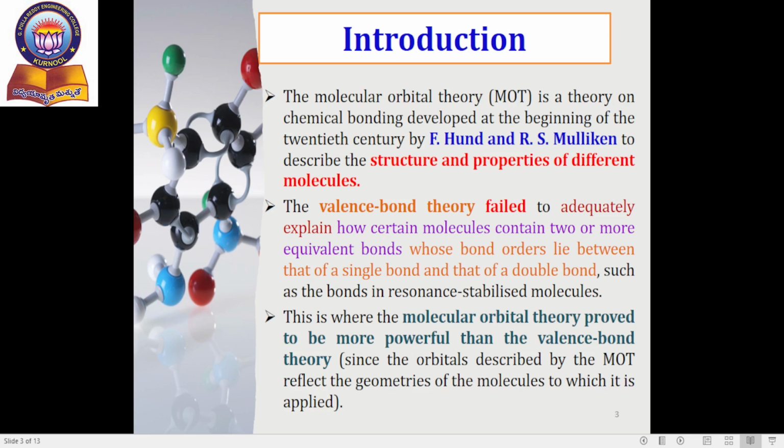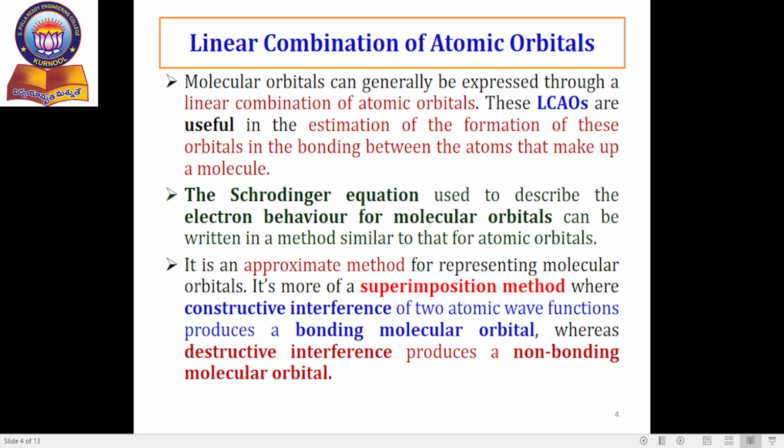The valence bond theory failed to adequately explain how certain molecules contain two or more equivalent bonds whose bond orders lie between that of a single bond and that of a double bond, such as the bonds in resonance stabilized molecules. This is where the molecular orbital theory proved to be more powerful than the valence bond theory, since the orbitals described by the molecular orbital theory reflect the geometries of the molecules to which it is applied.